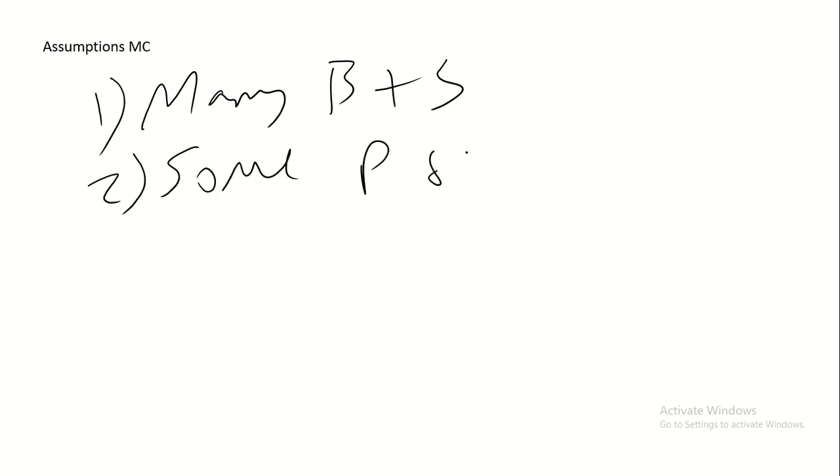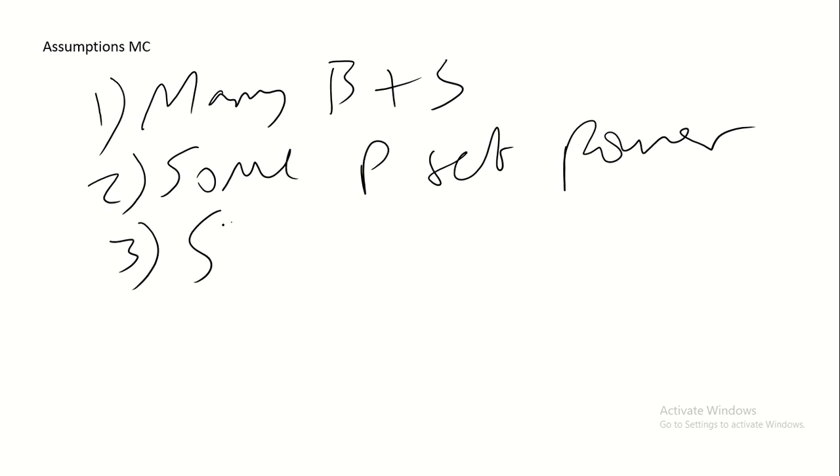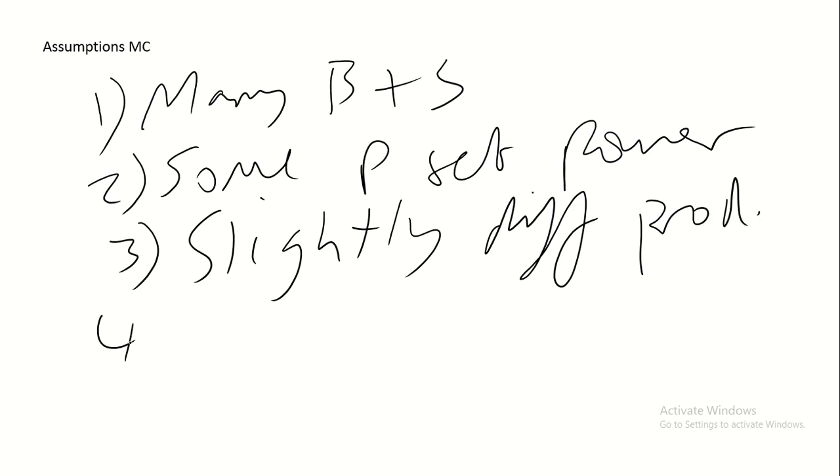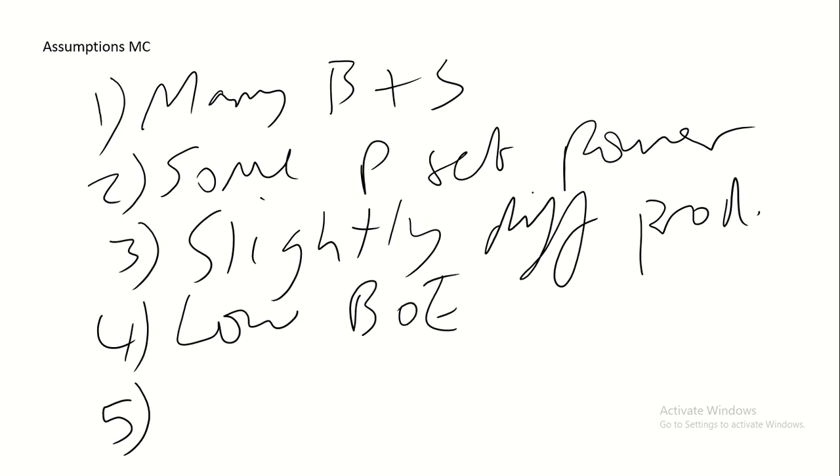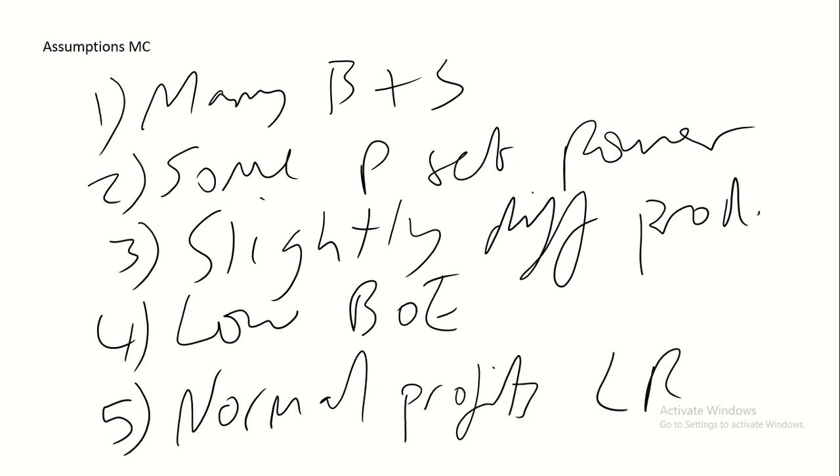Assumptions about monopolistic competition, write down, there's five. So the five assumptions about monopolistic competition are: many buyers and sellers, some price setting power, slightly differentiated products, low barriers of entry and exit, and normal profits in the long run. So there are the assumptions about monopolistic competition.